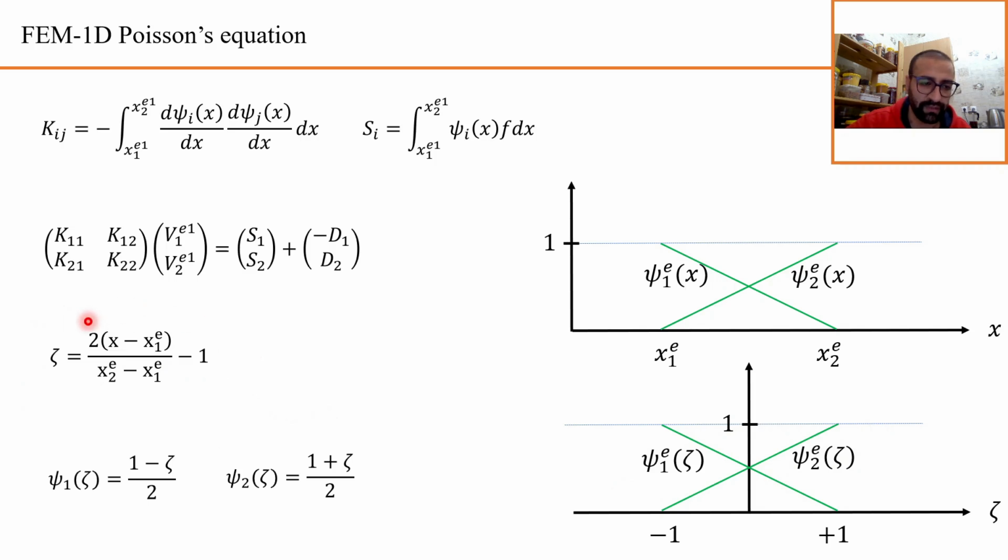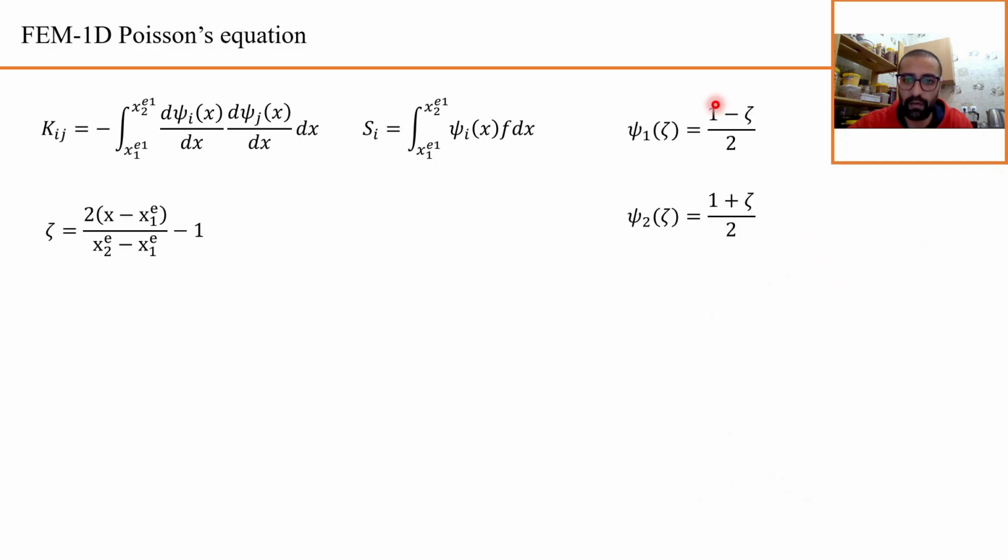Therefore, in the new definition, let's say in the normalized coordinate, the definition of zeta is like this, and it's connected to x using this formula. And the linear shape functions that we defined in the new coordinate should be like this: 1 minus zeta over 2, and 1 plus zeta over 2 for the second shape function. Now, okay, we have the shape functions, and this is the definition of zeta that connects to x. Now let's derive this matrix based on zeta.